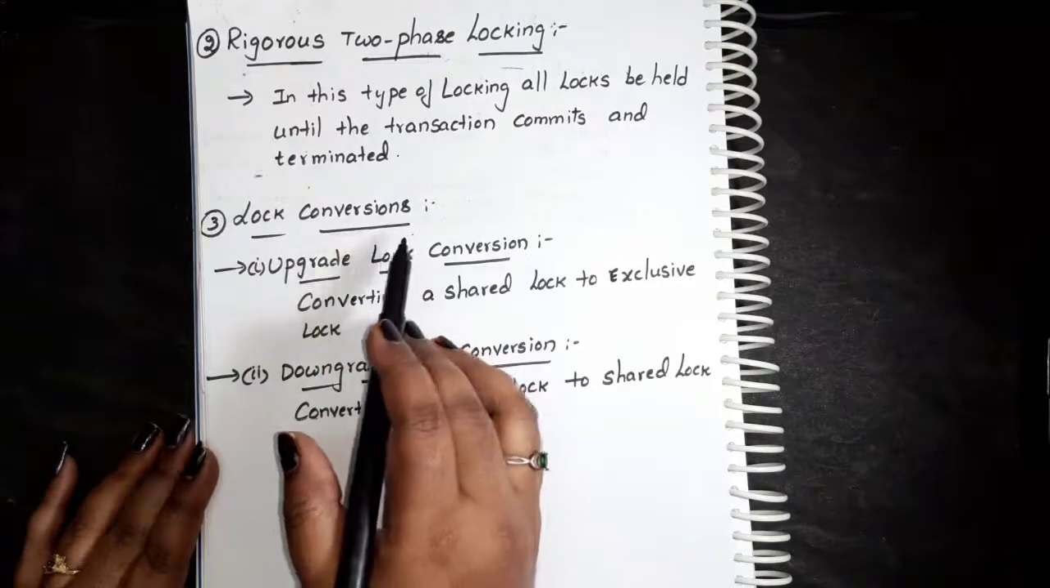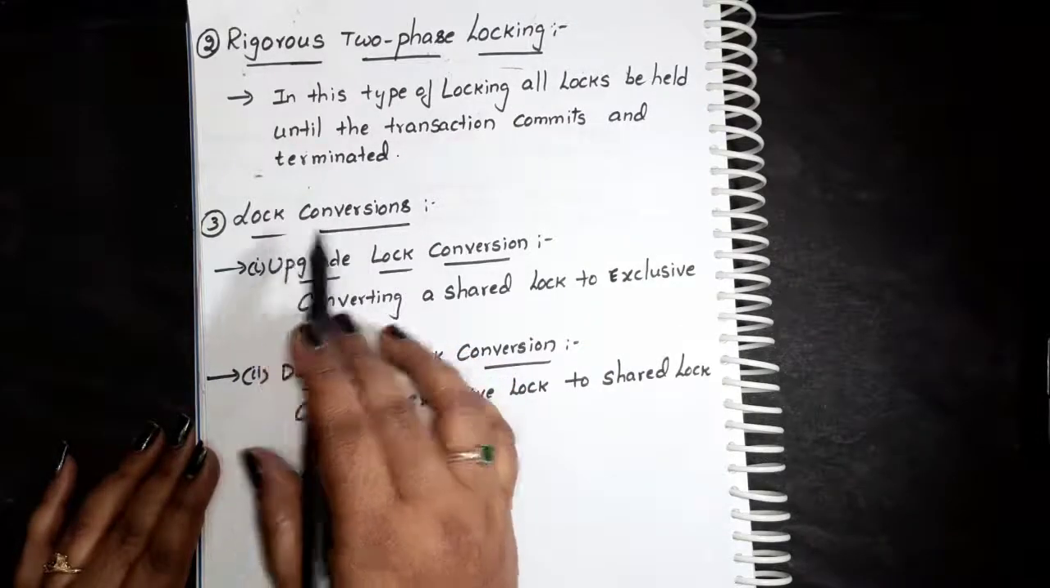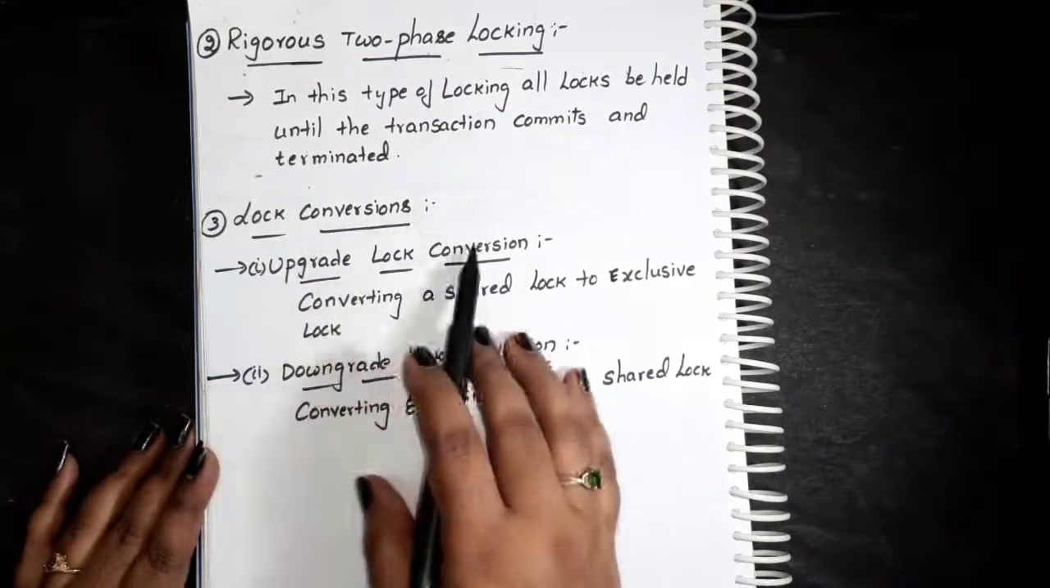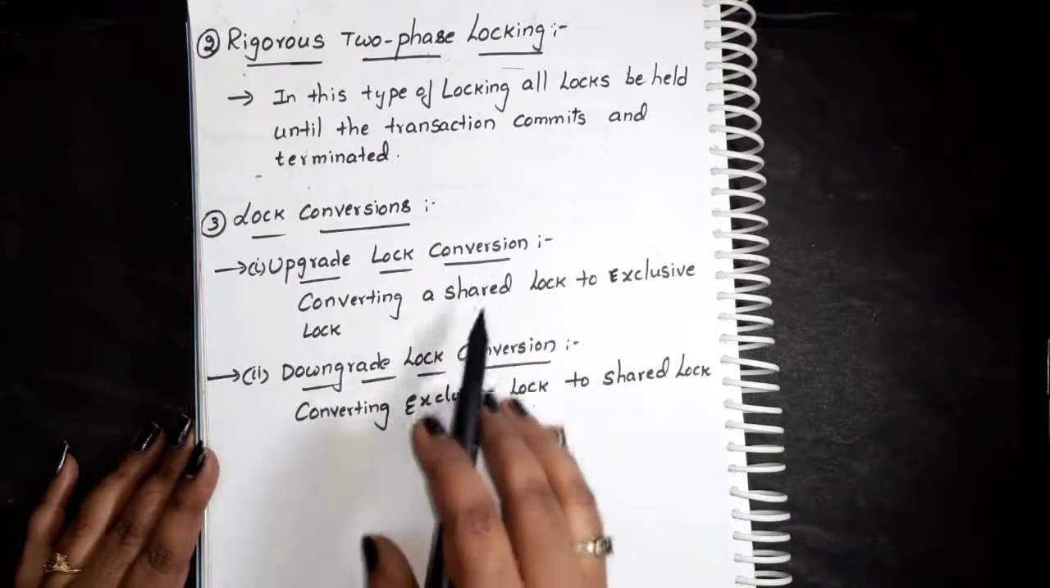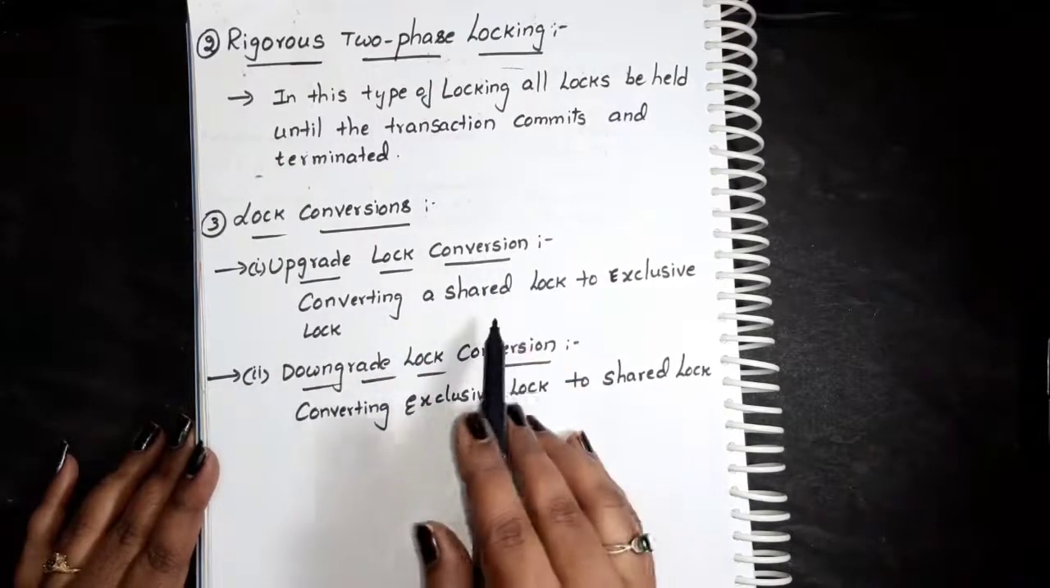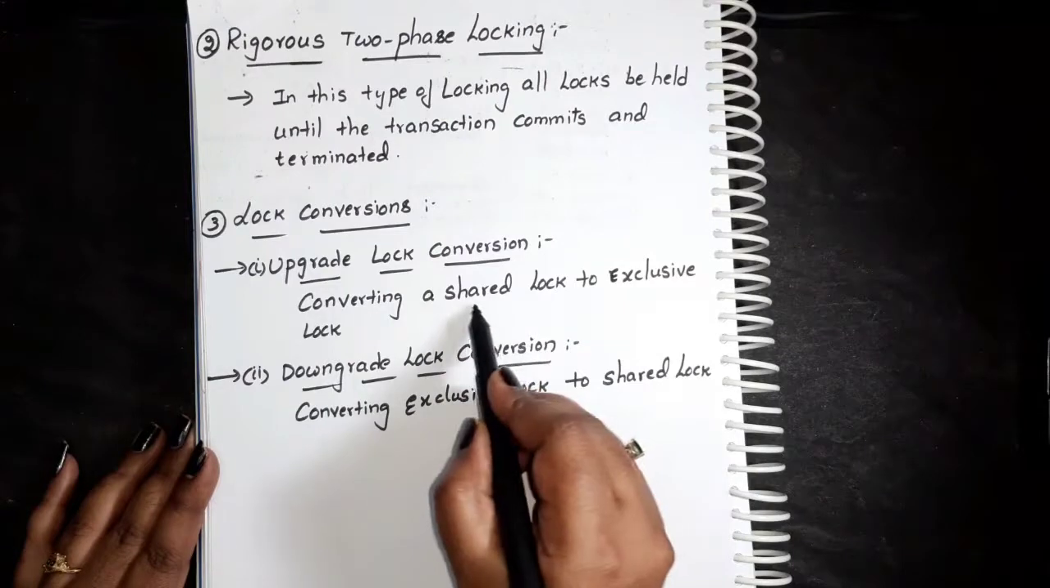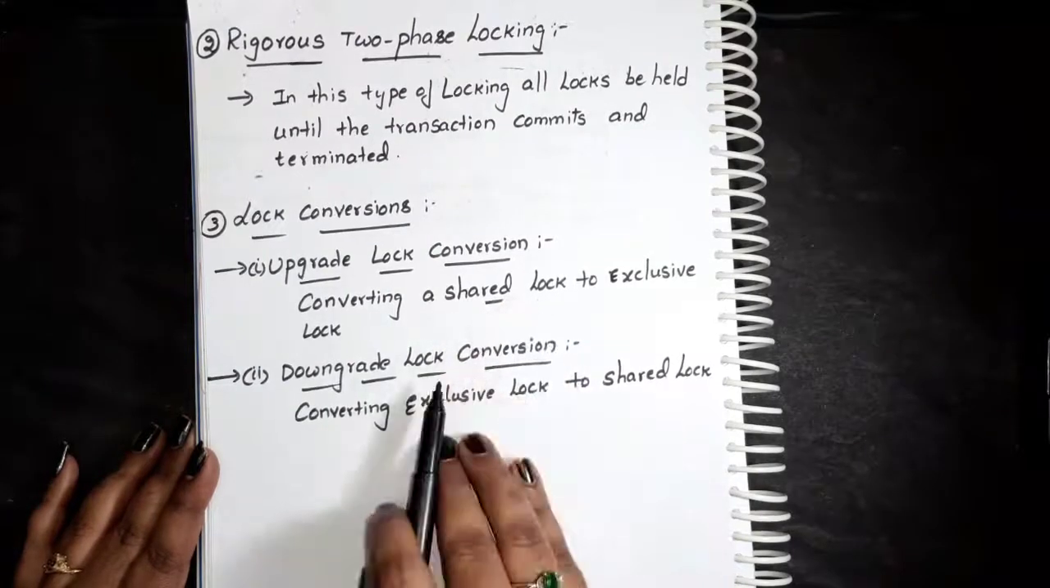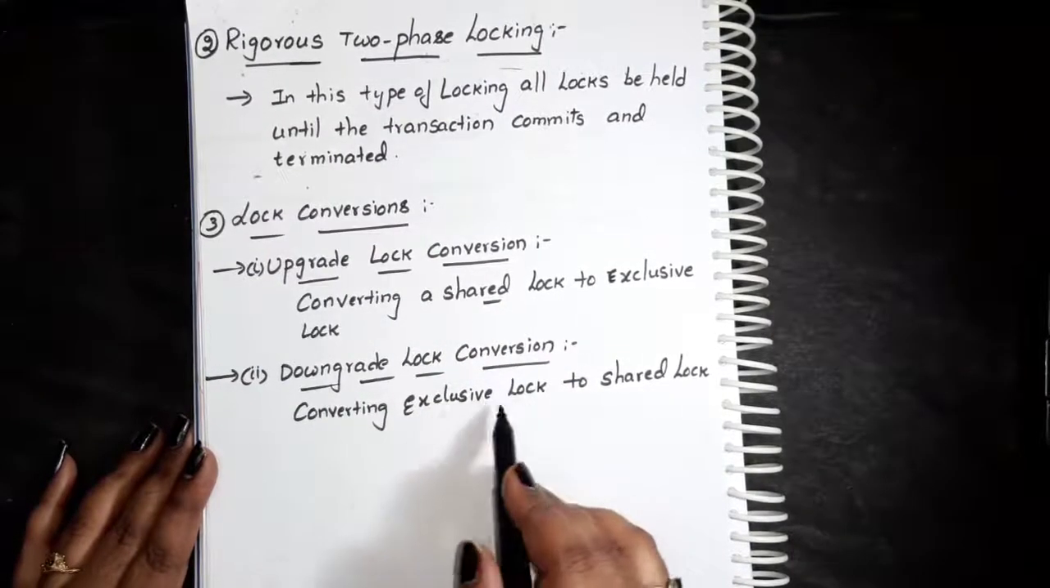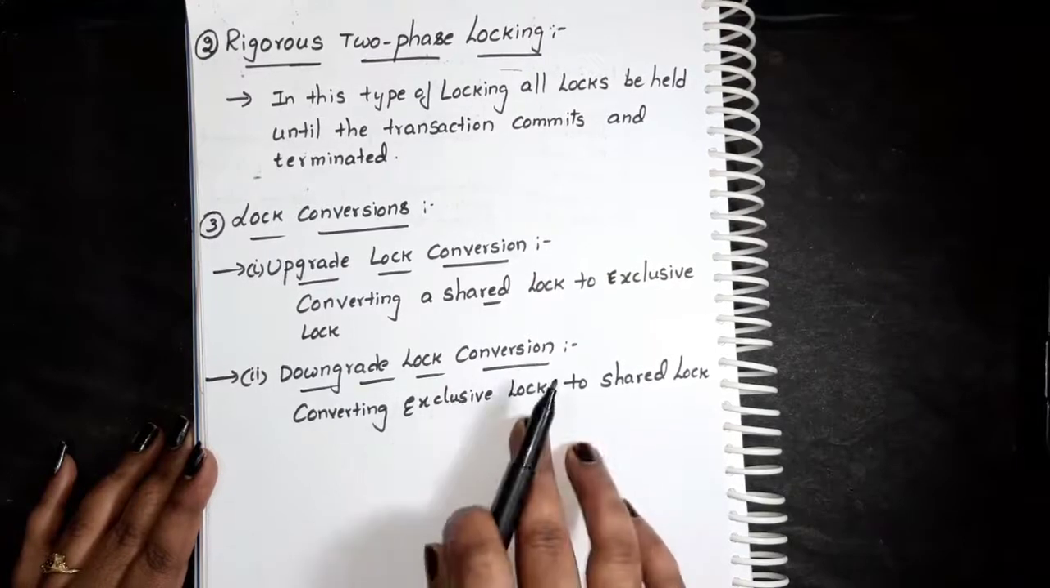One more concept we are going to take is how you can convert a lock from one type to another. Here we have defined two types: one for read lock, which we call a shared lock, and another for write lock, which we call an exclusive lock.